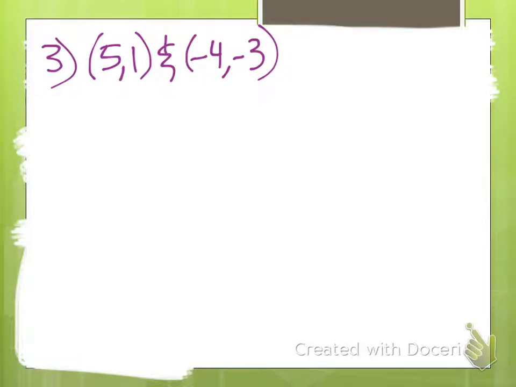Okay, so on number 3, I start off finding my slope. Ian, what's going to go in my numerator when I find slope? Very good. -3 minus 1. And what about the denominator? Yes, please. -4 minus 9. Wonderful.